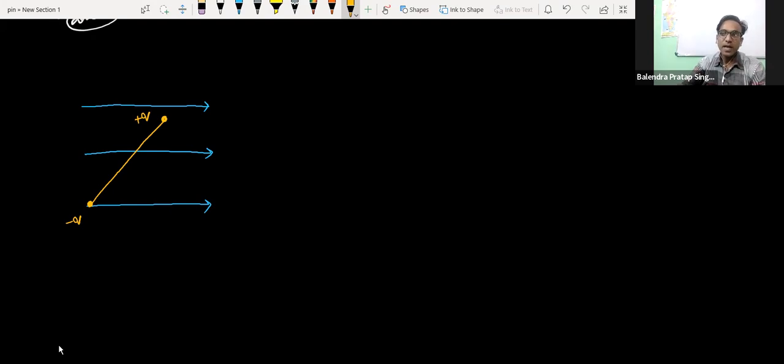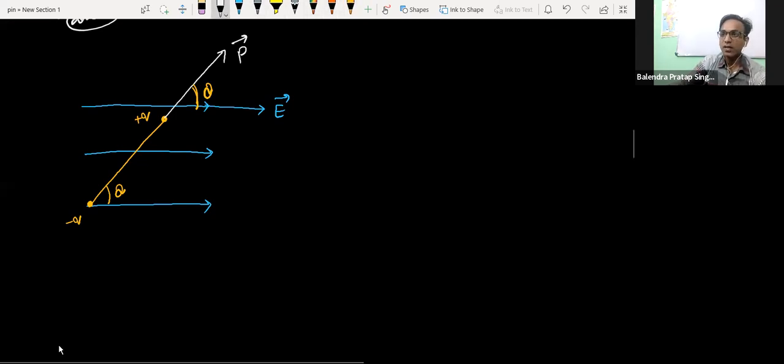And what is the direction of this dipole moment? The direction of the dipole moment is from minus Q to plus Q, that is in this direction. And here the direction of the electric field is somewhere here. As I discussed, the angle between this electric field and the dipole is theta. So here you can see two vectors, P cross E.